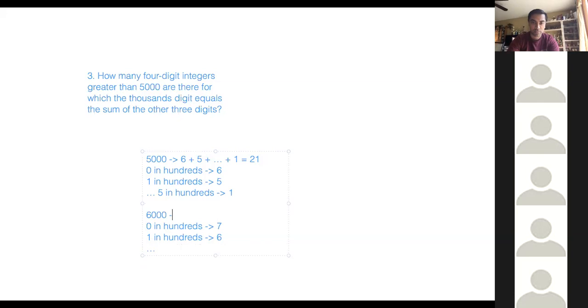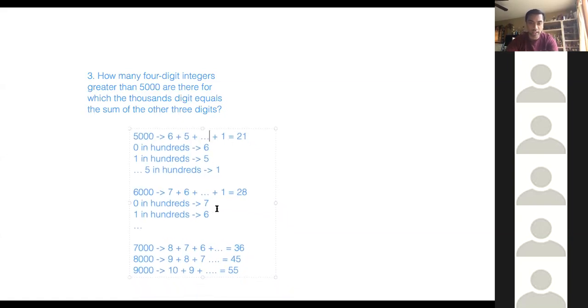So here you get 7 plus 6 up to 1. You get 28 here. The 7,000s will get 8 plus 7 plus 6, and so on. You get 36. The 8,000s, it's 9 plus 8. This is 45. And the 9,000s is the last one, so if there's a 0 in the hundreds place, then there'd be 10 choices for the tens digit, anything from 0 to 9, and so on. And this would be 55. And then we could just add these up, 21, 28, 36, 45, 55, and get a total of 185.